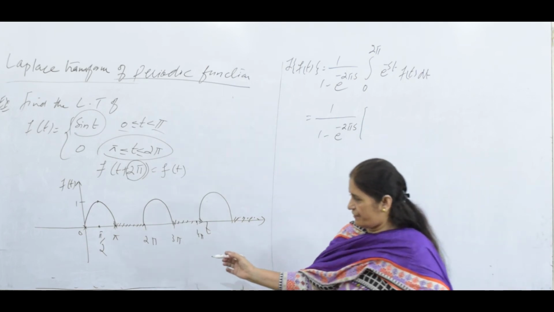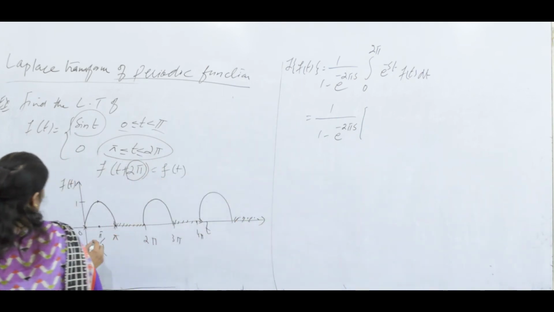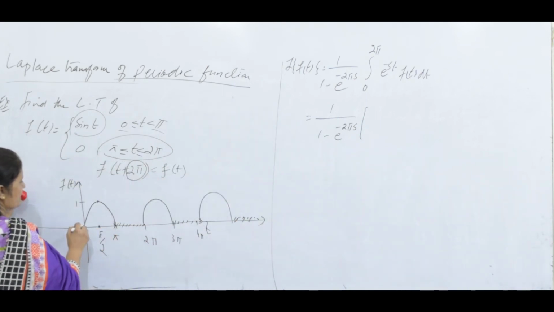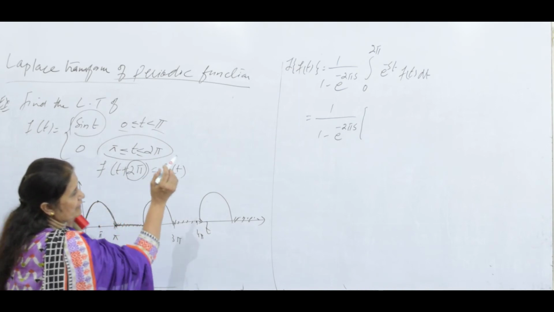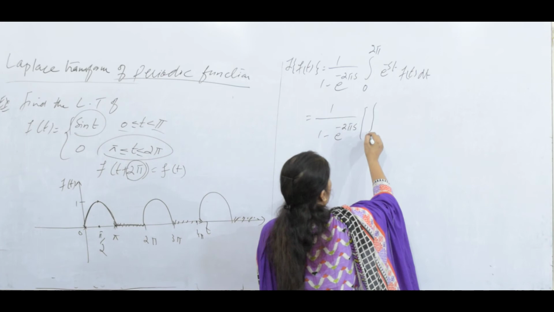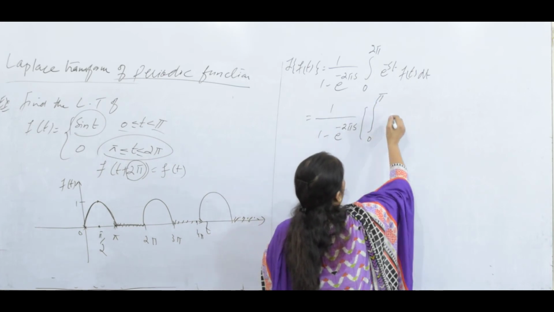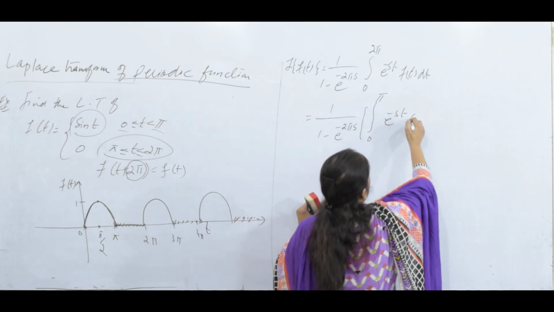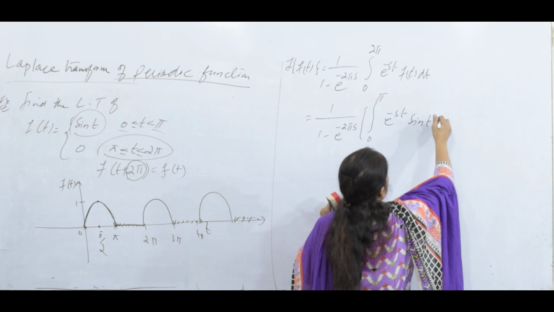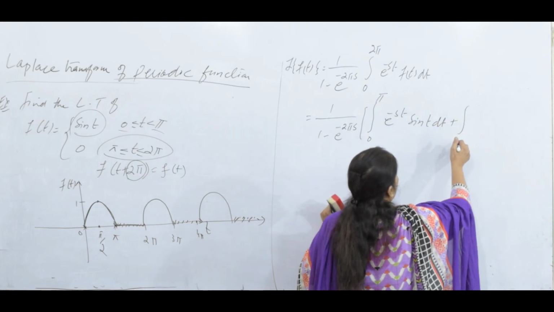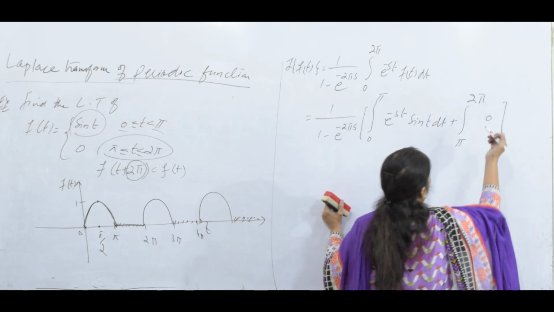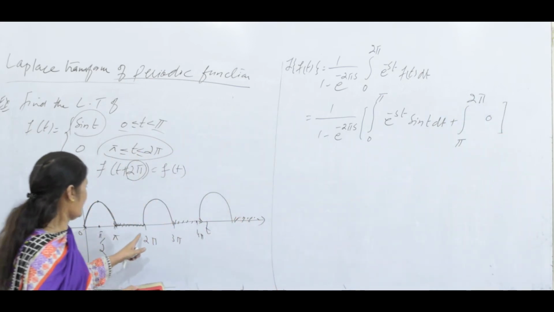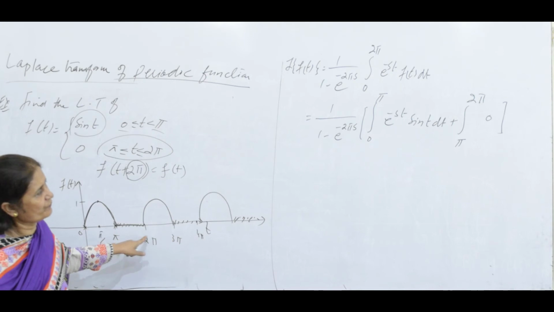Look at the graph. From 0 to pi it is sin t, and from pi to 2 pi it is 0. I am breaking up the integral: the integral from 0 to pi of e to the minus st sin t dt, plus pi to 2 pi, which is going to be 0. Correct. Pi to 2 pi is 0.